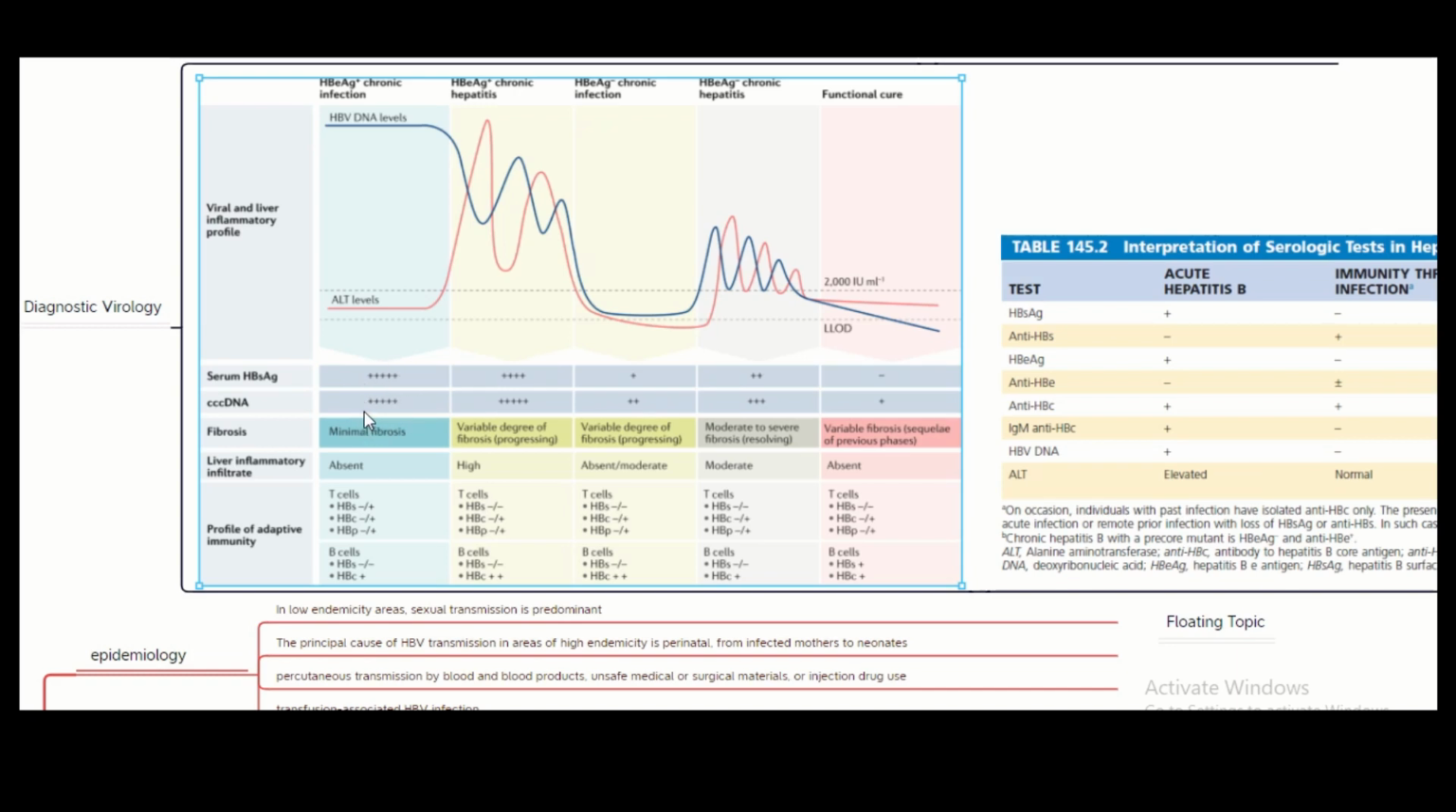Within chronic hepatitis, we will have fluctuating levels of DNA, which are lower than within chronic infection because we are having immune elimination. And the same goes for the ALT levels, which go up and down according to the inflammation of the liver. That's why we have hepatitis, we will have inflammation, and we will have high levels of ALT. The DNA and HBsAg will be a bit lower than within the previous phase, but we will have fibrosis and progressing fibrosis.